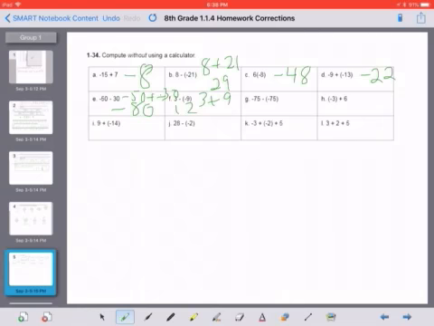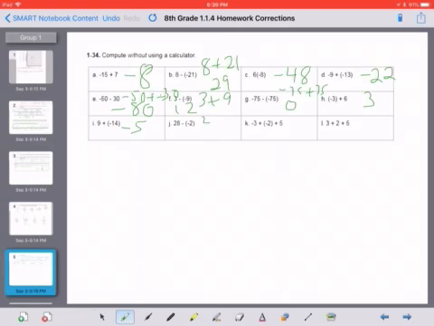Negative 75 minus negative 75, rewrite it as negative 75 plus 75, are opposites. When I add them, I get 0. Negative 3 plus 6, different signs I subtract, so it's positive 3 because 6 is bigger. 9 plus negative 14, I get negative 5 because 14 minus 9 is 5, 14 is bigger.